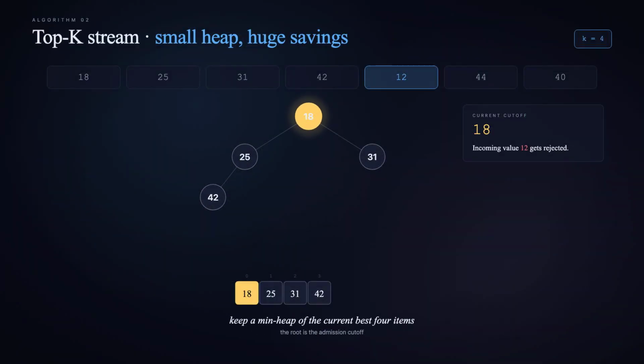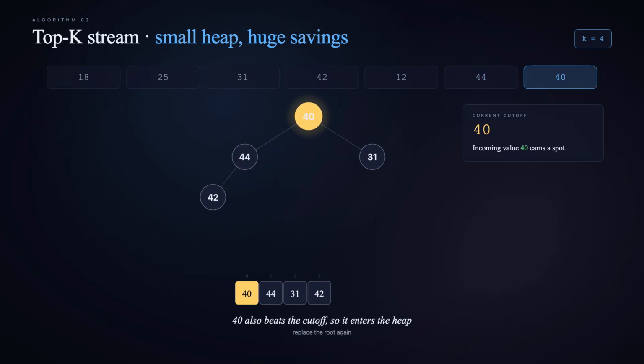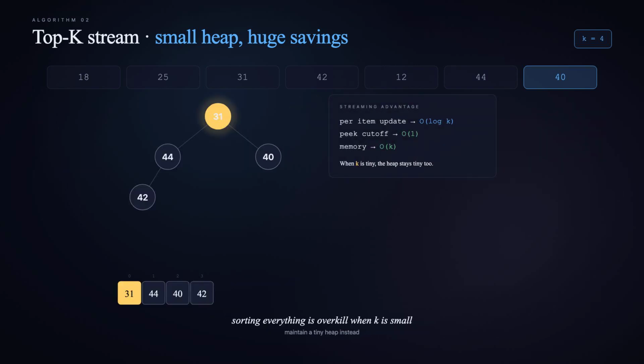A fixed size heap solves top k elegantly. Suppose k is 4 and the stream never ends. Keep a min-heap of the best 4 values seen so far. If a new number is below the root, ignore it. If it is above the root, replace the root and sift down. The root becomes the visible cutoff. That changes a huge stream into O(n log k) work.